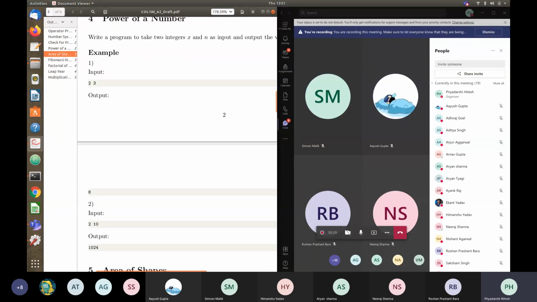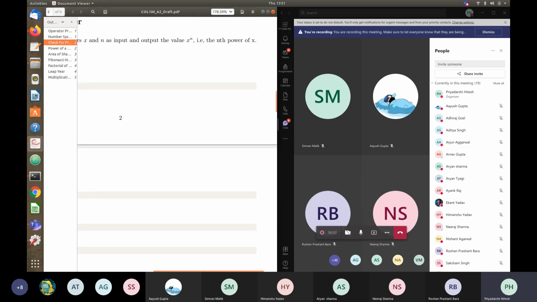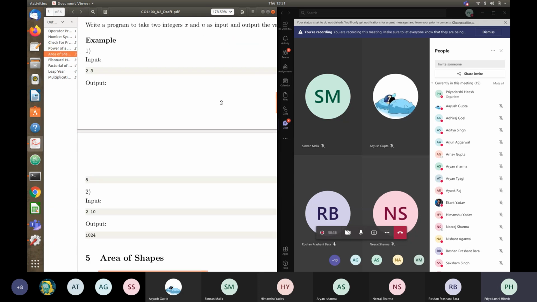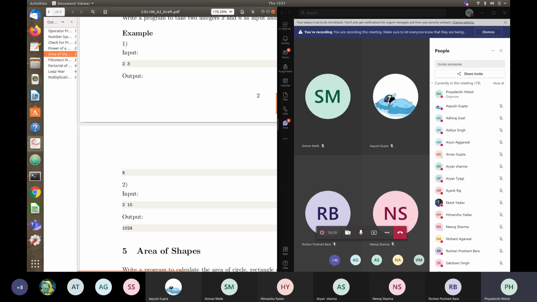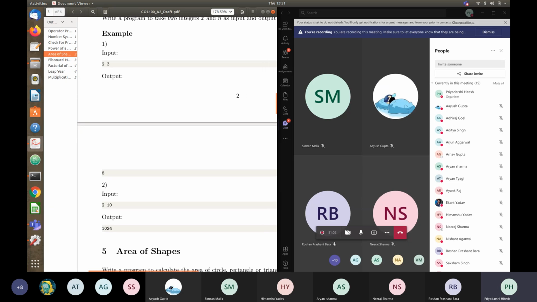Power of a number, right? Write a program to take two integers x and n as input and output x raised to n. So if you are given 2 and 3, 2 raised to 3 is 8. It is again a simple for loop program, right? You have to multiply 2 three times. When it is 2 raised to 10, you have to multiply 2 by itself 10 times. It is 1024. So it is the simplest example of a for loop.